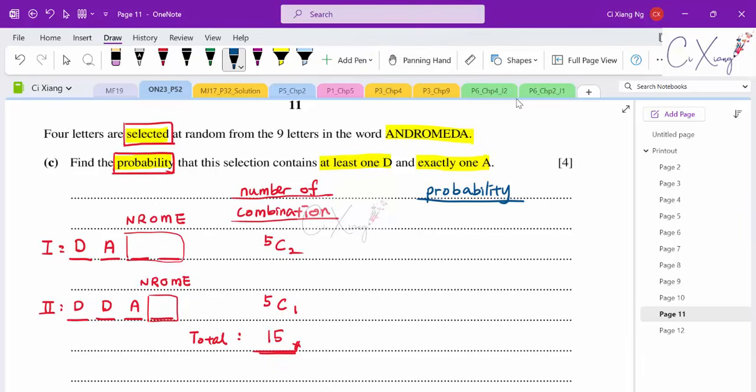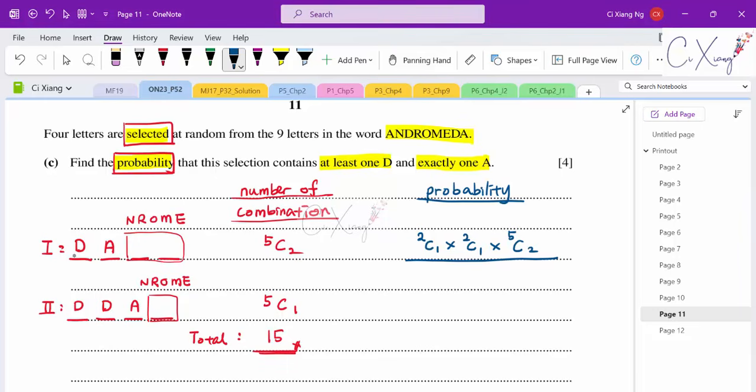Alright, so now let's have a look. If I want the probability, for the first case I'm having 1D here, because I have 2D, so I need to consider 2C1. From the 2D, I will choose one of them, because D will have a higher chance to be selected for probability. Then for the A also, I have 2A, so I have 2C1 also. For the remaining 2 letters, I want to select them from the 5 letters here, so it should be 5C2.